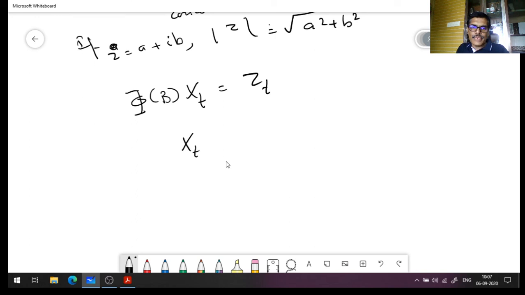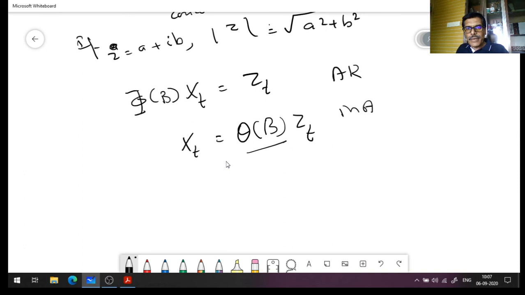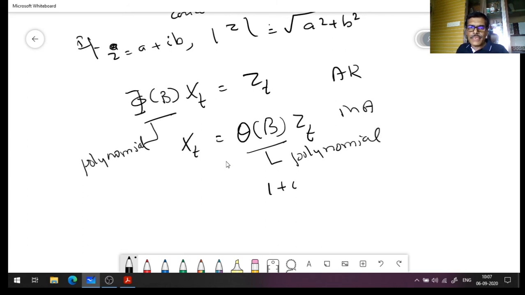Or you have Xt equal to... This is AR and this is an MA process. This is a polynomial. This is also a polynomial. Generally we write it as 1 plus theta 1 B plus etc., plus theta q B to the power of q, a degree q polynomial. So in such a case we get it as MA(q).